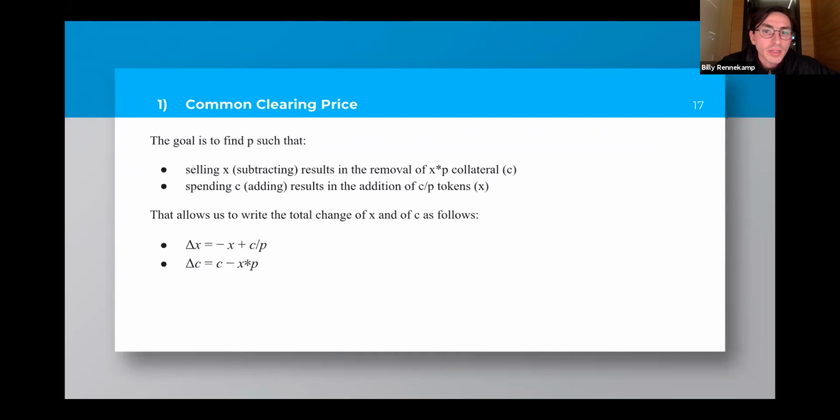It's going to result in the addition of some tokens, which will be the amount of collateral divided by that universal price. So if you use those, you can think about the total change of tokens and the total change of collateral, the delta X and the delta C.